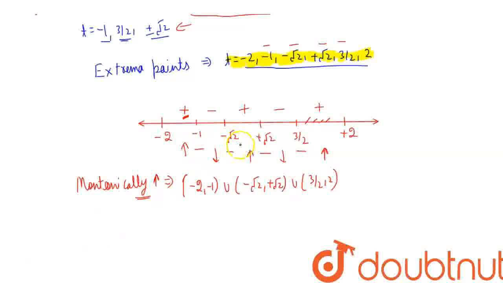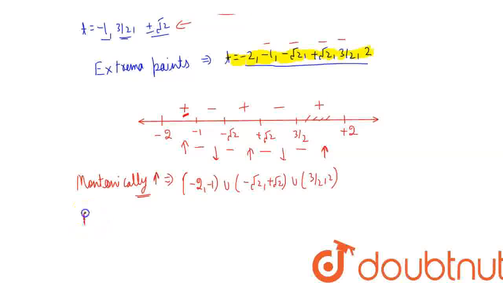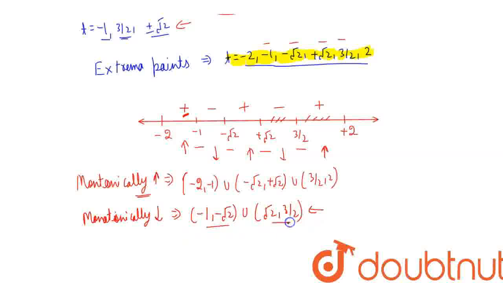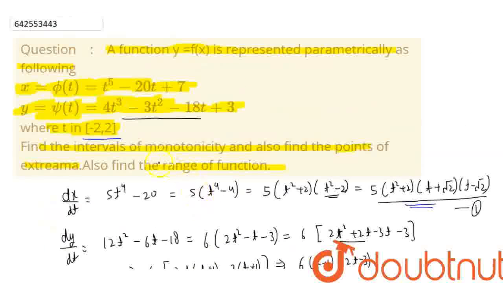Now let us check where this function is going to be monotonically decreasing. This function is monotonically decreasing in the range from -1 to -√2, union the range from +√2 to 3/2. So this is the range when the function is monotonically decreasing, and this is the range when the function is monotonically increasing. They have asked us in the question in which range the function is monotonically increasing or decreasing, that is the intervals of monotonicity.